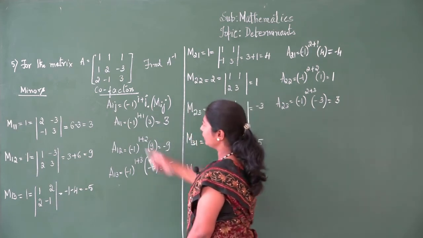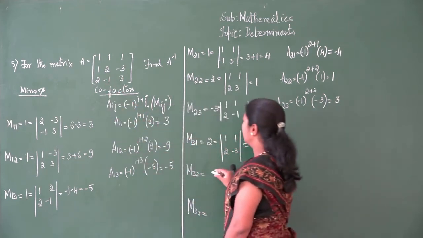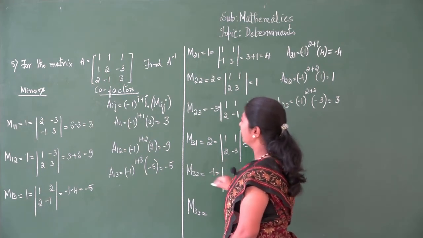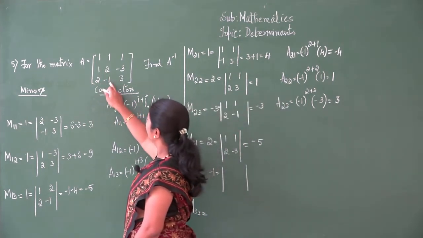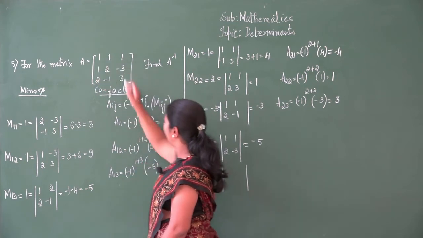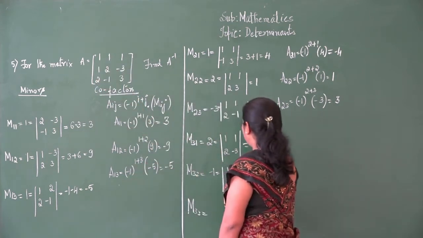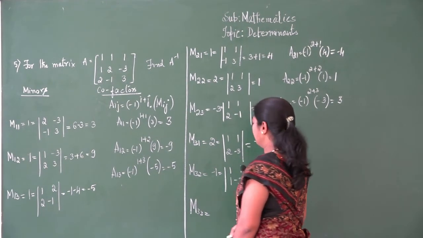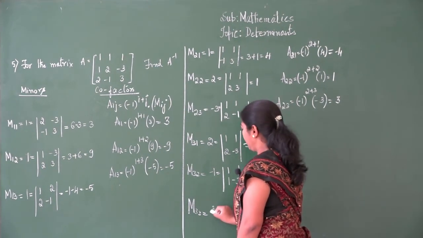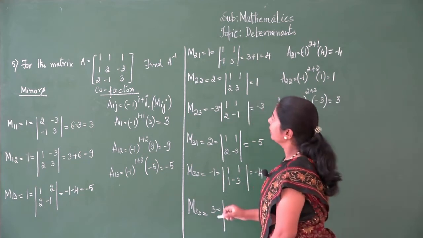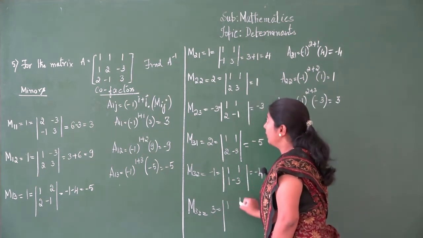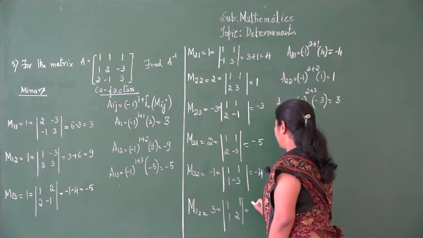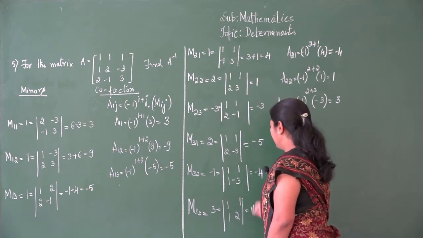What is M32? That is the element, third row, second element, minus 1. What is the element left out? Leaving the row and column of minus 1, 1, 1, 1, minus 3. Minus 3, minus 1, minus 4. Similarly, M33, that is 3. 1, 1, 1, 2. So it is 2 minus 1, 1.